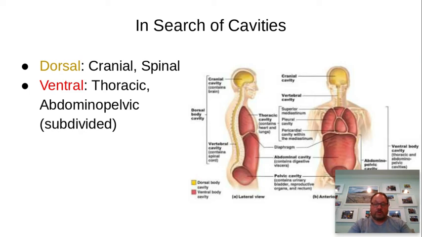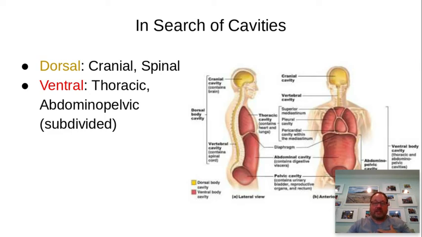The first is the dorsal cavity. The dorsal cavity is basically the cranial cavity where your brain is, and the spinal cavity where your spinal cord is. So dorsal means toward the back. Think about the dorsal fin on the fish. So the dorsal cavities again contain the cranial cavity and the spinal cavity for your brain and spinal cord.